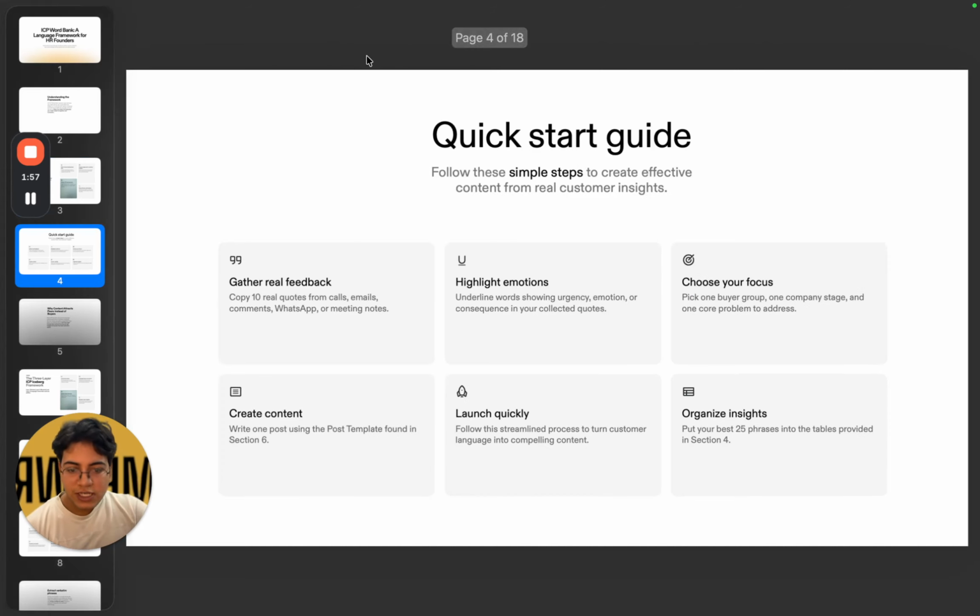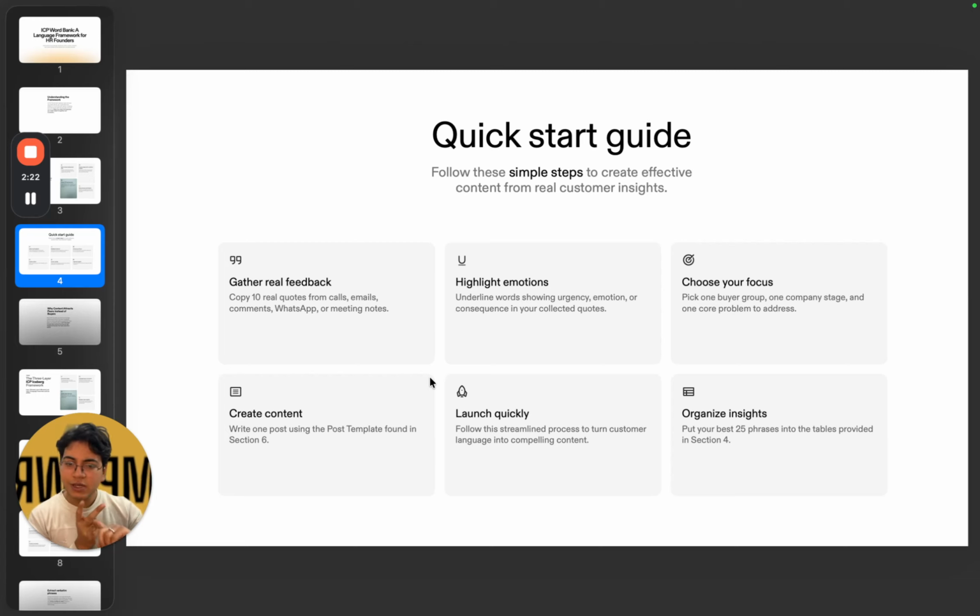This is the quick start, and it's the part I want you to do from here. You are going to choose one buyer group, one company stage, one core problem. You probably have these things clear. Now, you probably have your previous calls, email threads, comments, WhatsApp chats, and meeting notes as well.